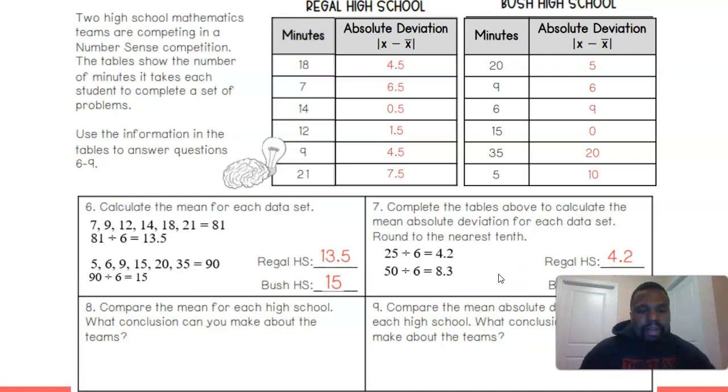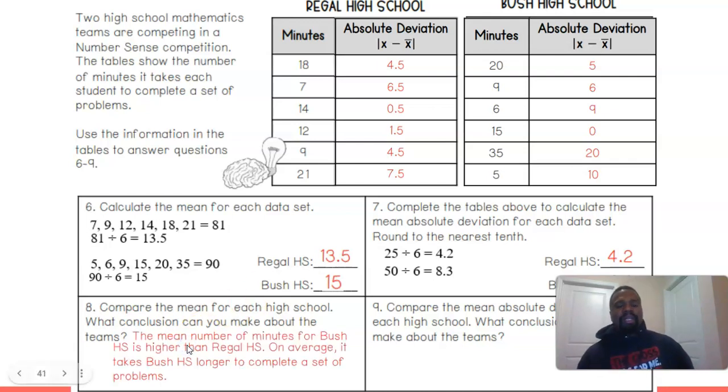So I want to compare the mean for each. The mean for Regal High School is 13.5 versus the mean of Bush High School, which is 15. What it's telling me, because this is looking at the number of minutes it takes each student to complete a set of problems, is that Bush High School has a higher average than Regal High School. So overall, it takes the students at Bush High School longer to complete the problems than it does for Regal High School.